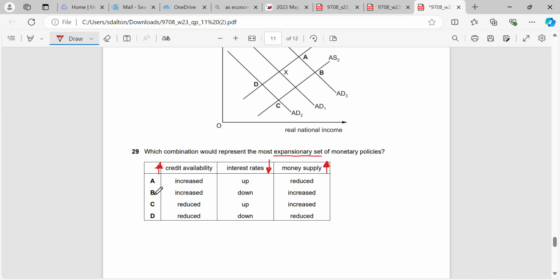Okay, so if we match those up, increase, down, up, we're left with B. Now credit availability might be trying to trick you out here because we're used to understanding credit regulations. Regulations are just the rules and restrictions on borrowing. So we would actually reduce the regulations. But when we reduce the regulations, that makes the availability or the ease at which people can borrow increase. So reducing credit regulations actually increases the credit availability.